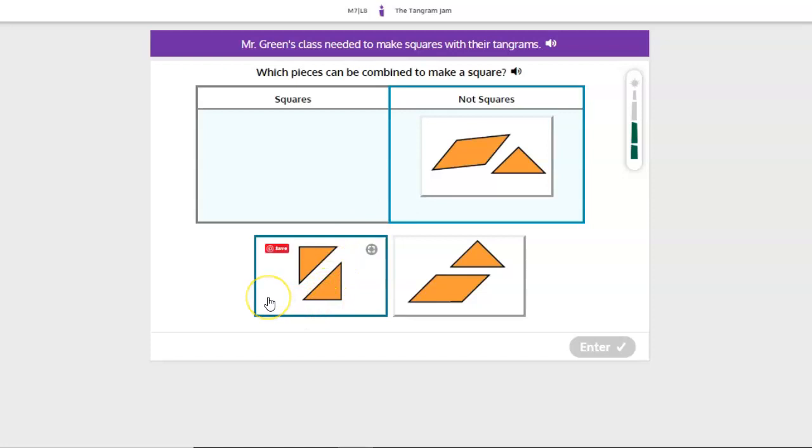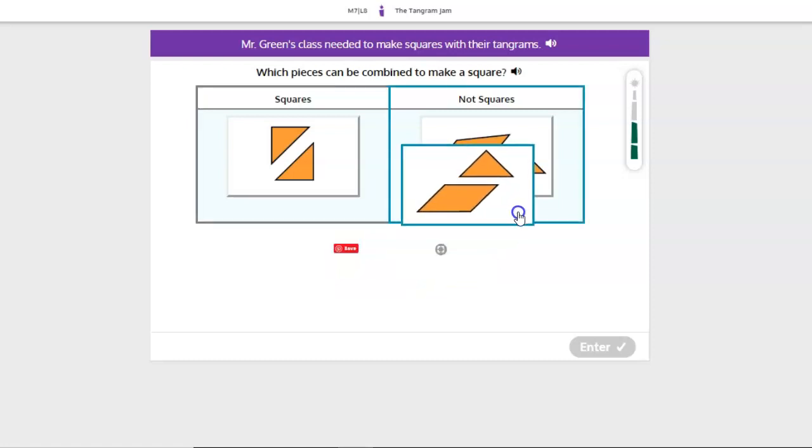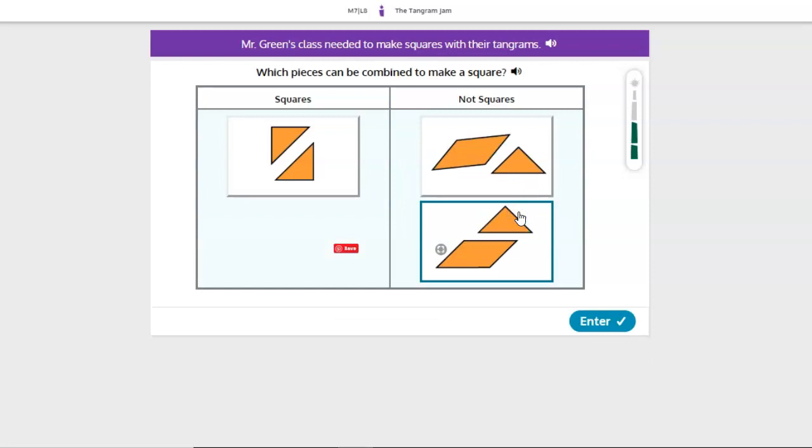What about this one? If we take these 2 pieces and put them together, will we make a shape that has 4 equal sides? Yes. And for our last one, if we take these 2 pieces and put them together, will we make a shape that has 4 equal sides? No, we won't. So now we have our tangram pieces sorted into squares and not squares. Great job.